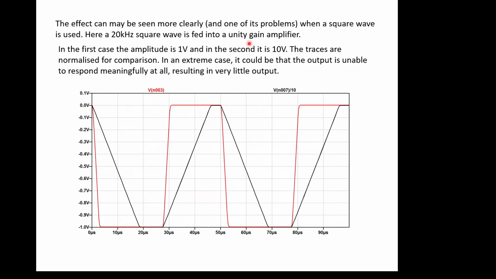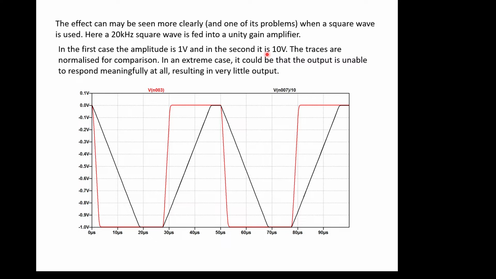This can be seen more clearly, and is a problem in fact, when a square wave is used. So if we put a 20 kHz square wave into our amplifier, a unity gain amplifier in this case, in the first case 1 volt, the output looks a bit like a square wave, but we've got a bit of a rise on the leading edge because it's being asked to swing its output very quickly.